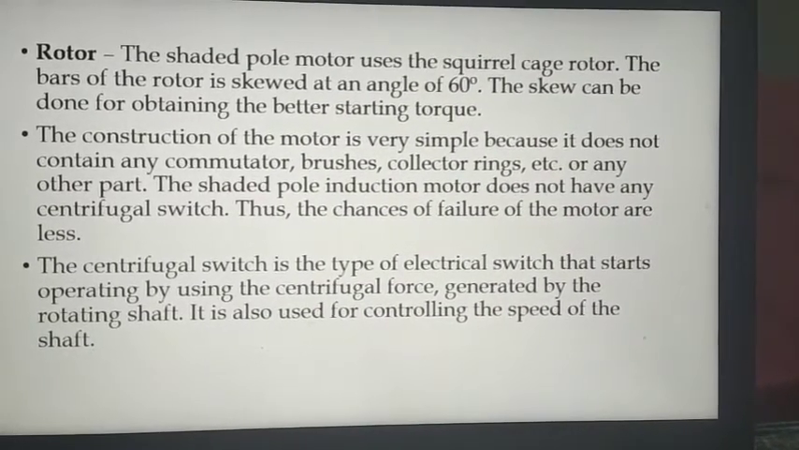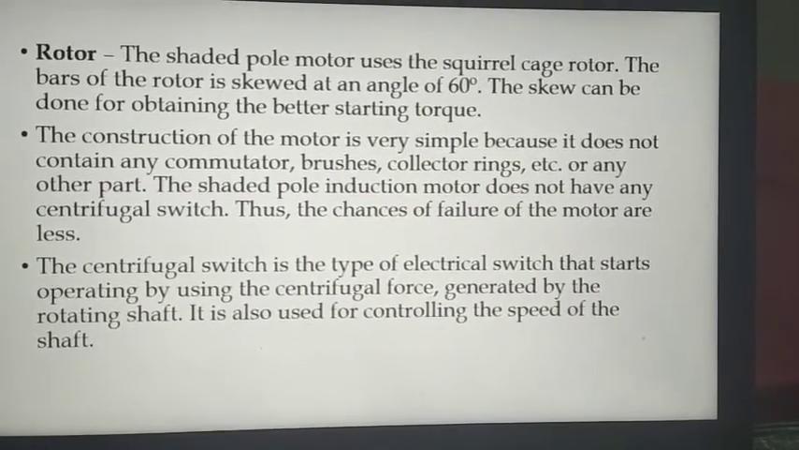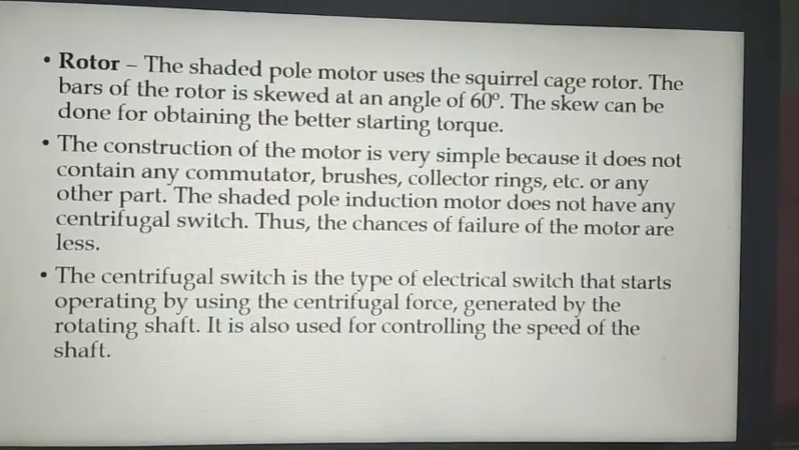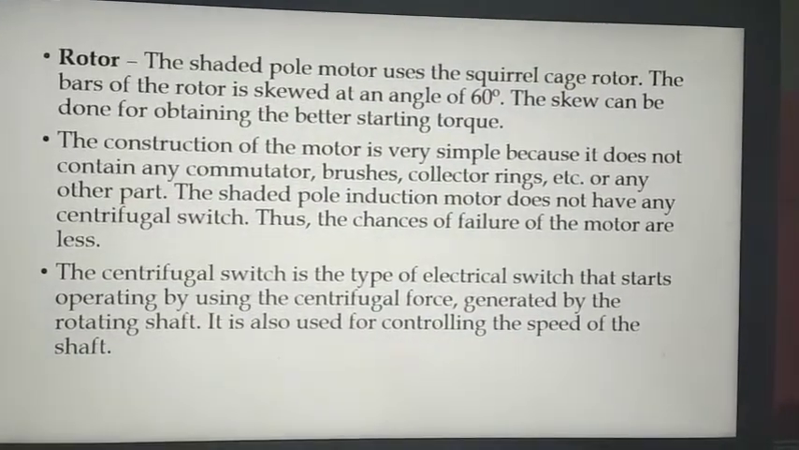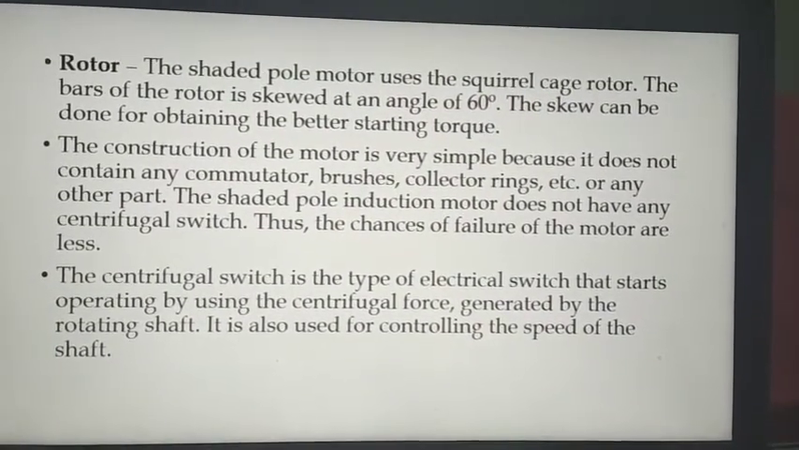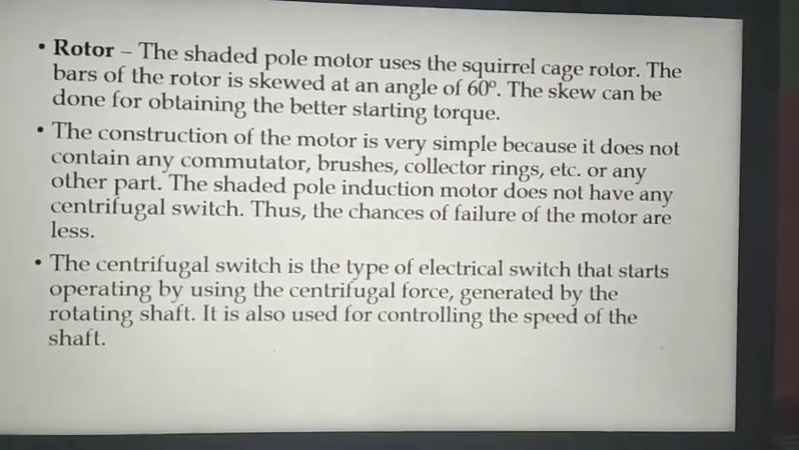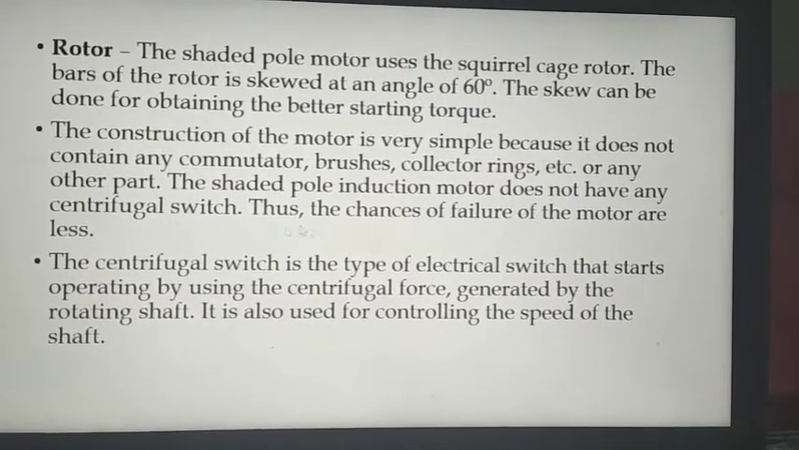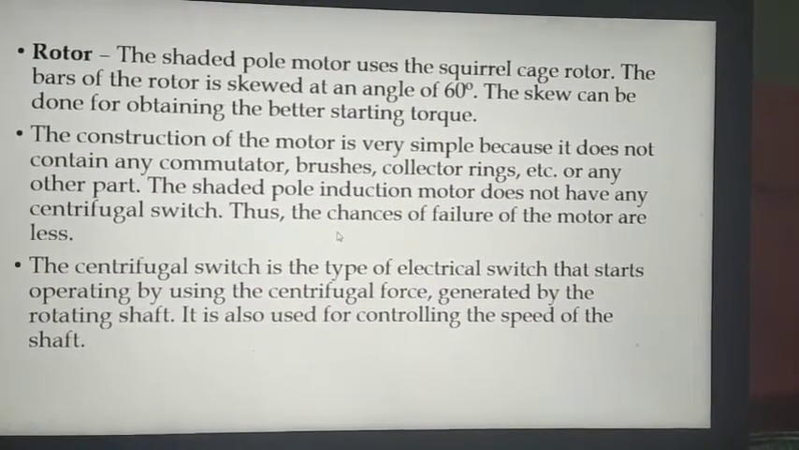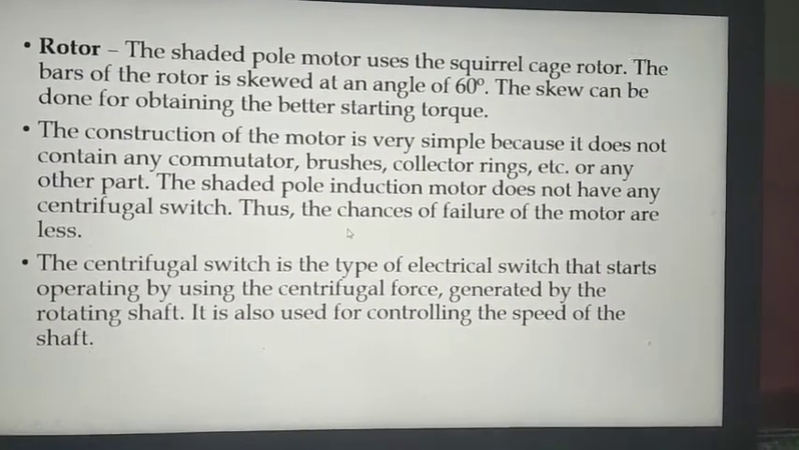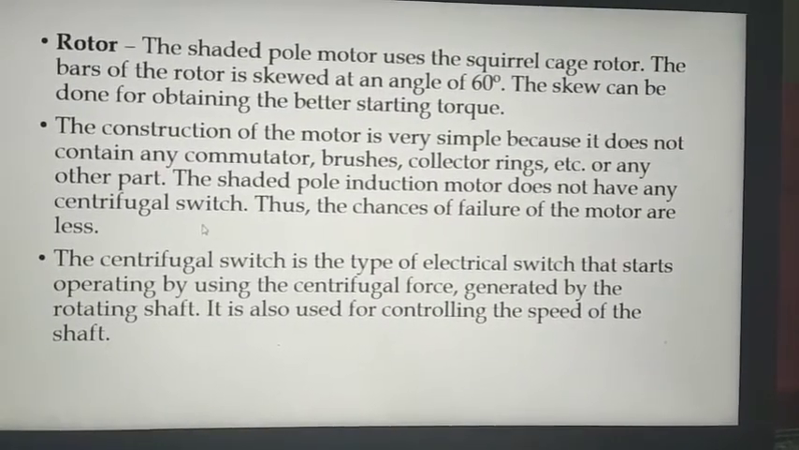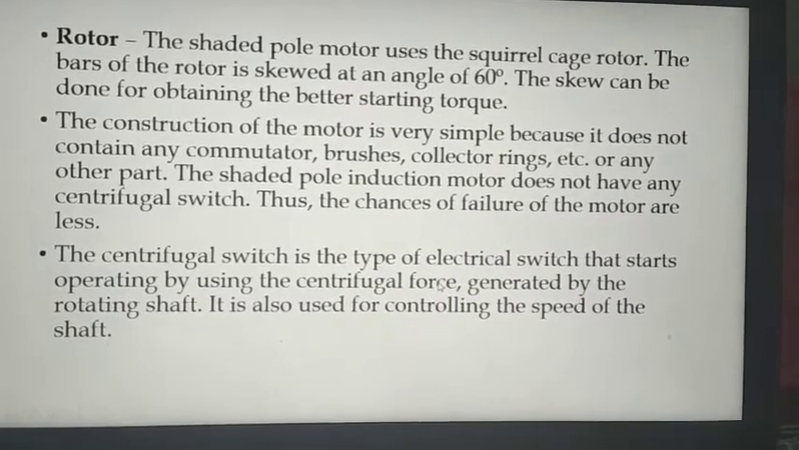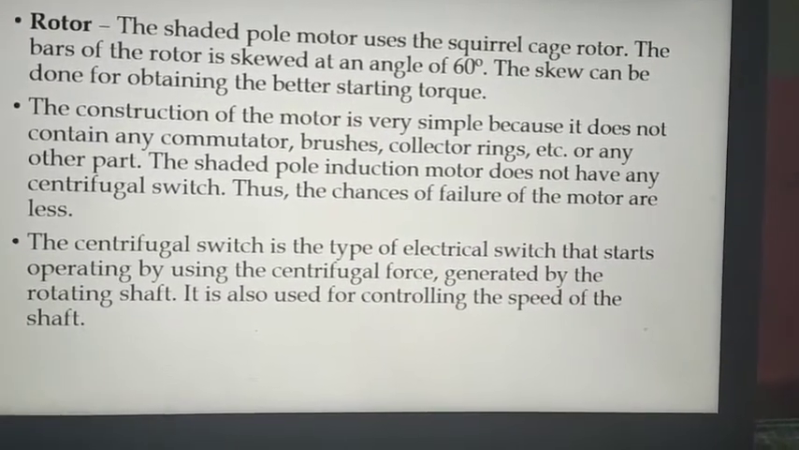The shaded pole induction motor does not have any centrifugal switch. In the previous case we had the starting capacitor, and the starting capacitor is disconnected by the centrifugal switch. So that will be mentioned here. The shaded pole induction motor does not have any centrifugal switch, thus the chance of failure of the motor is less. The centrifugal switch is a type of electrical switch that operates by using centrifugal force.